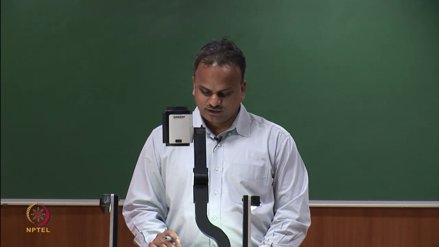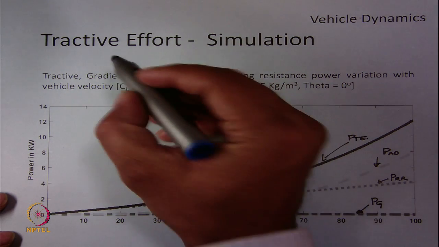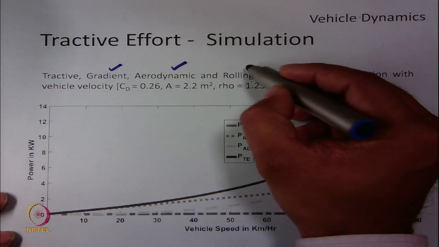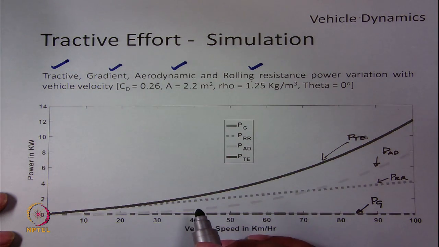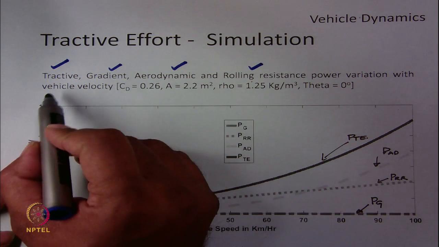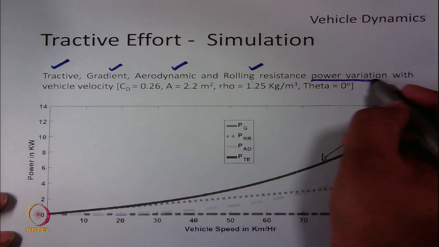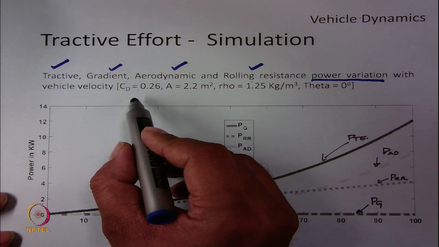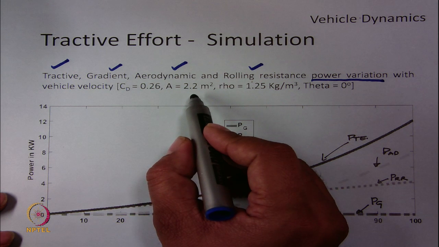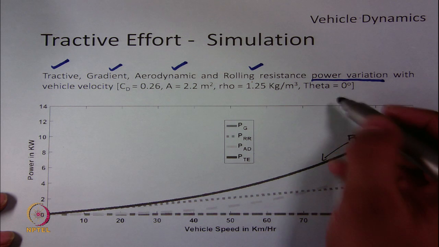Now, let us see all the forces and their variation together. So, let us see the gradient force, aerodynamic force and rolling resistance force, and the addition of these forces, which is the tractive effort, together in the same graph. We want to see the effect of vehicle velocity on these forces and the power variation. Again, we will take the example which we have taken earlier, that is C_D of 0.26, A of 2.2, rho of 1.25, and let us assume a flat road where theta is 0.